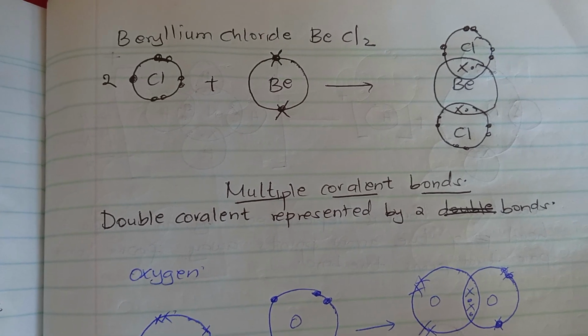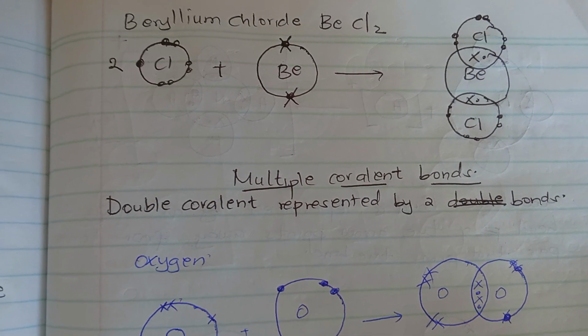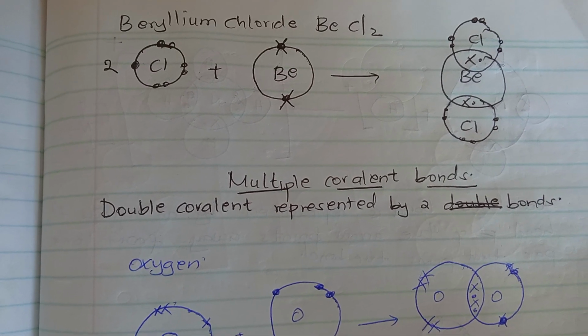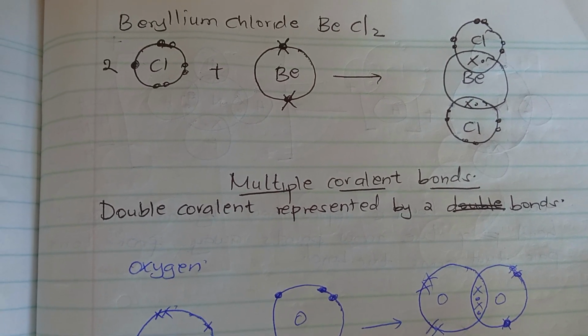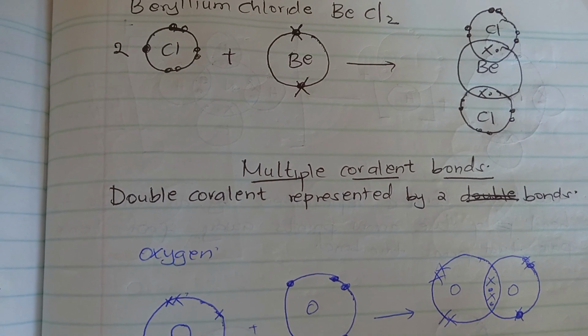Barium chloride, you have 2 chlorine atoms and 1 beryllium, forming BeCl4.